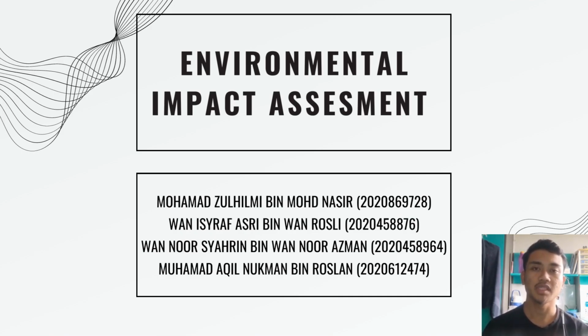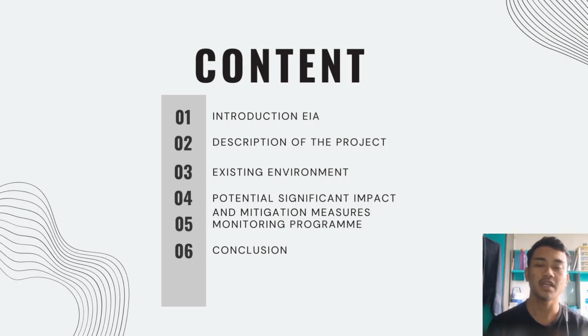So this is our presentation about environmental impact assessment. We divide it into six main contents of environmental impact assessment, or EIA. The first one is the introduction to EIA. The second one, description of the project. The introduction and description of the project will be presented by me, and the third one is the existing environment. The fourth one, potential significant impact and mitigation measures. The fifth one, monitoring program, and the last one, conclusion.